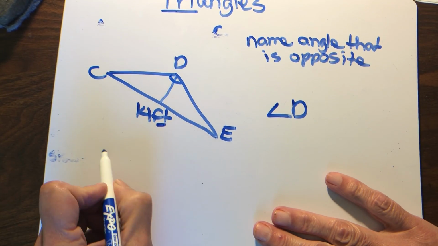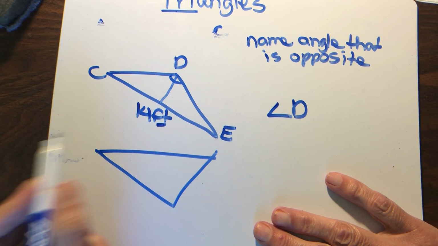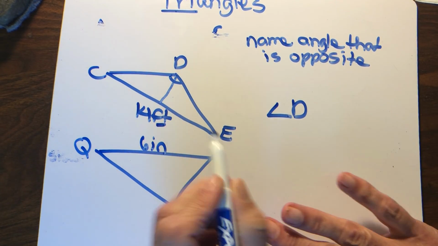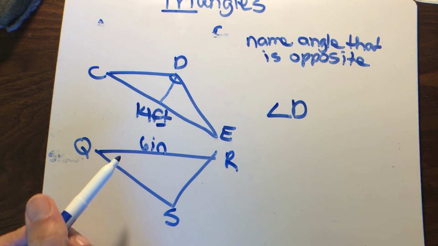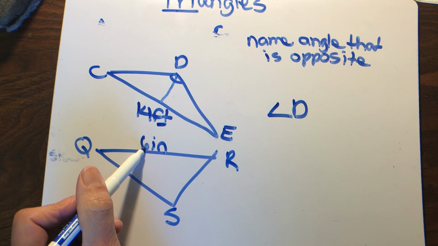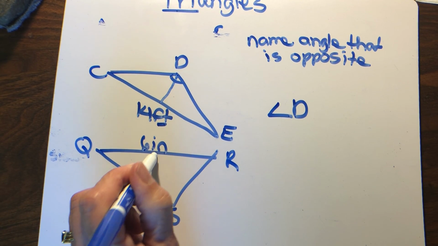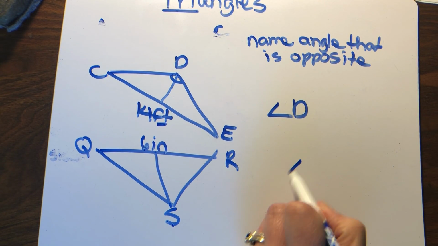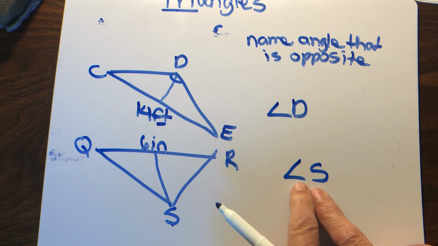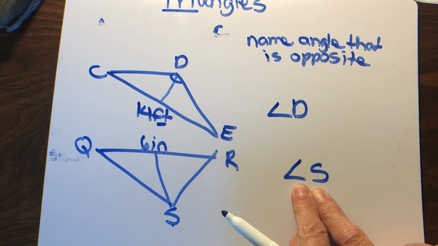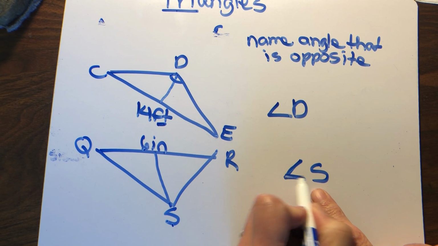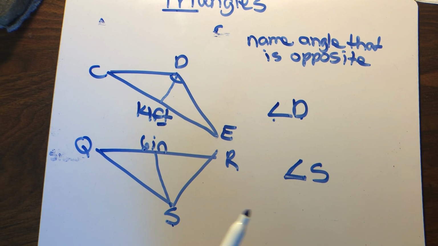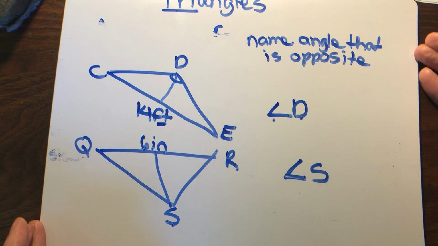Okay, so let's do another one. So what if you have something like this? You got 6 inches, and you got Q, S, and R. Okay, what angle is opposite to the measured side? So put your pencil on the measured side, do that little rewind, and you hit back to angle S. Now look, you have to put the angle sign, that's part of the code. And when you write it, say to yourself, angle S, angle D. So when you write it, you're mentally saying it so that when you read it in a problem, it doesn't throw you off.